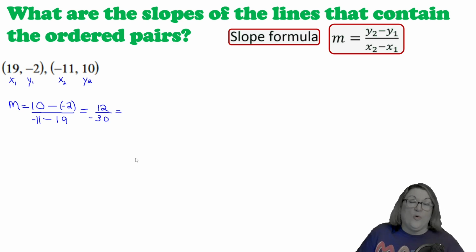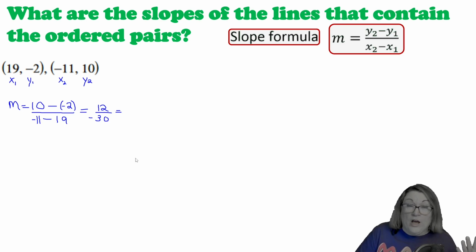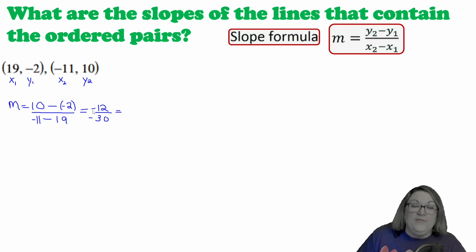Now, I do want to point something out. I realize that the top number of my ratio is positive and the bottom number is negative. If one of the values of your ratio is negative, that makes the entire slope negative. But if I had a negative on both sections, like if the 12 was negative also, then a negative divided by a negative makes a positive.